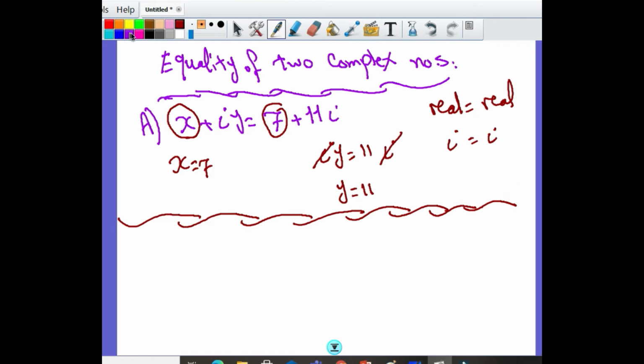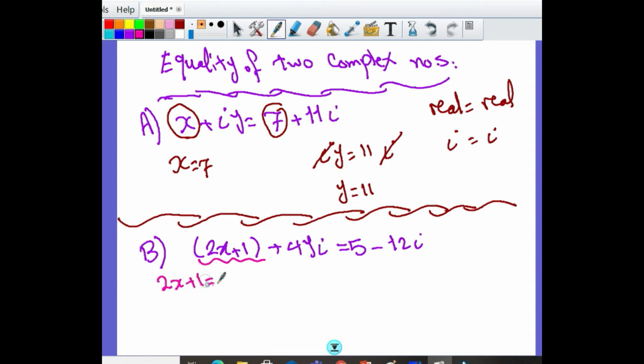Let's see another one. Question number B. 2x plus 1 plus 4yi equals 5 minus 12i. احنا قلنا ايه عشان اطلع الفاليو بتاعت الاكس والواي to extract the value of x and y, real equal real, I equals I. This is the real number. So it will be 2x plus 1 equals, here where is the real number? 5. 5 is real. So real equal real. And after that solve the equation.